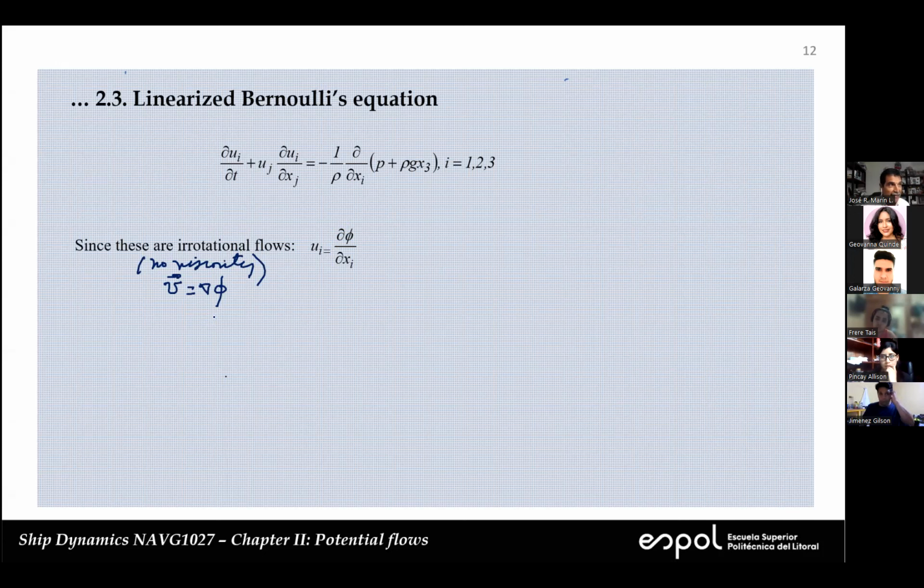Oh, you know it, right? What are the units? L squared over time. Yes. You see, you learn it. Good.